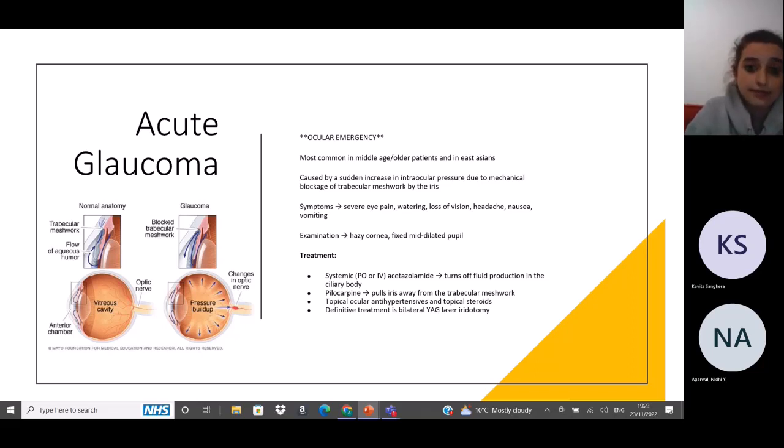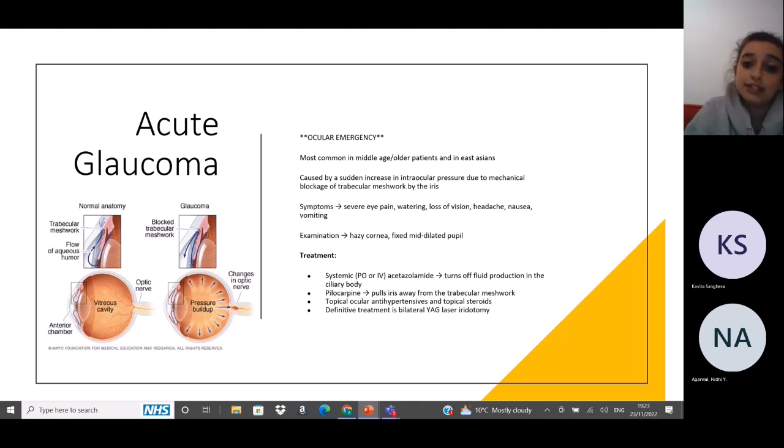So in terms of symptoms, they're going to have severe eye pain, watering of the eye, vision is going to be affected, and then they'll have a headache and nausea as well, and can vomit. So it's one of the few ones that makes them feel more systemically not so good.